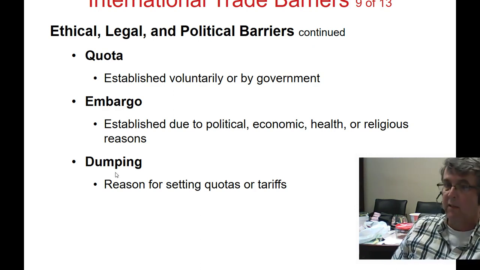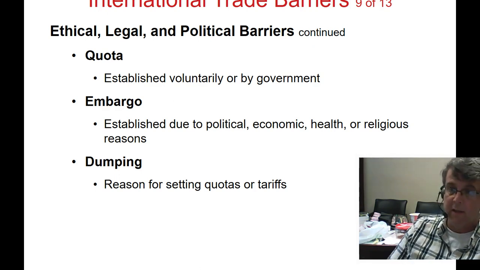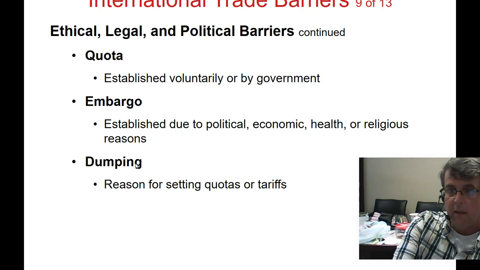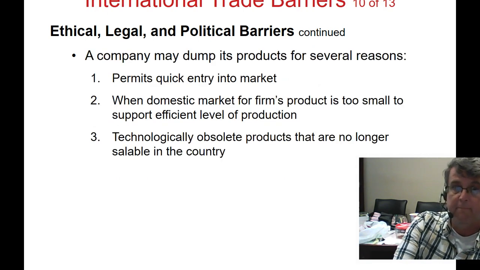Dumping is something that the U.S. accuses a lot of countries of. That is selling a lot of items at below cost or cheap, not to make a profit, but to run American competitors out of business. And that's called dumping. A country might also set quotas or tariffs because of that. A company may dump its product in another market to permit quick entry into that market when the domestic market for the firm's product is too small to support an efficient level of production, or when technologically obsolete products are no longer saleable in the country.